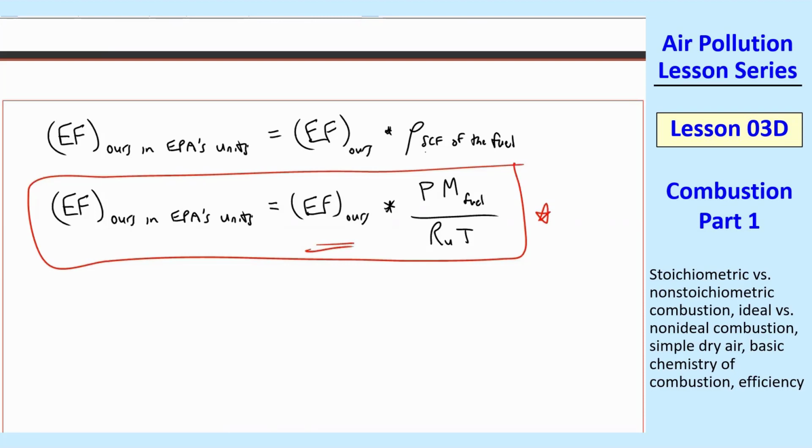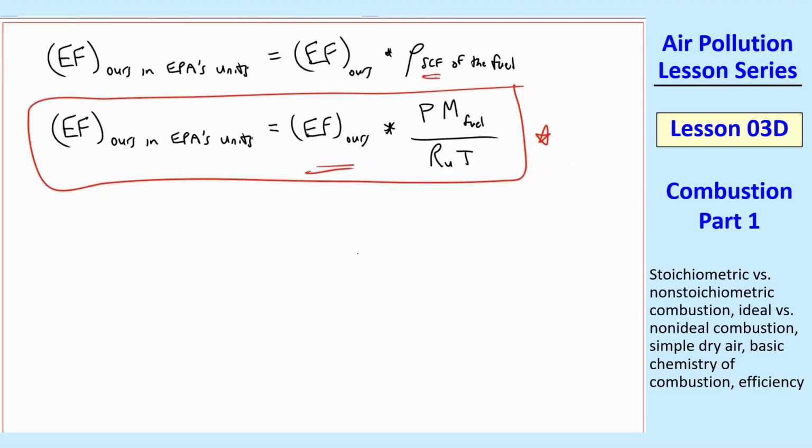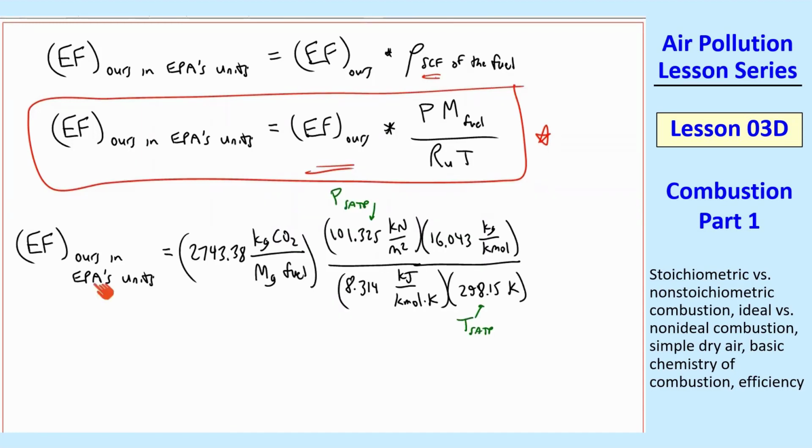And this is at standard cubic feet, so standard conditions, so that's the pressure and temperature we'll use. So this is actually our answer in variables, and the rest is just plugging everything in and doing unit conversions. This is a lesson in unit conversions. EF hours in EPA's units. We put our EF in with its proper units that we had before.